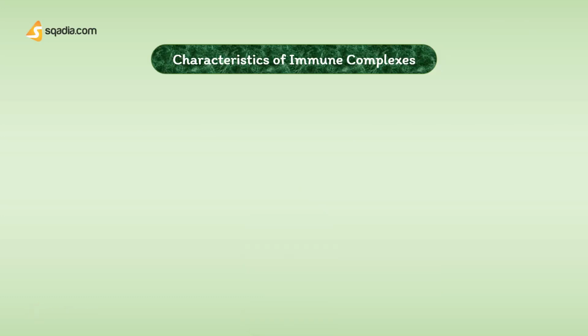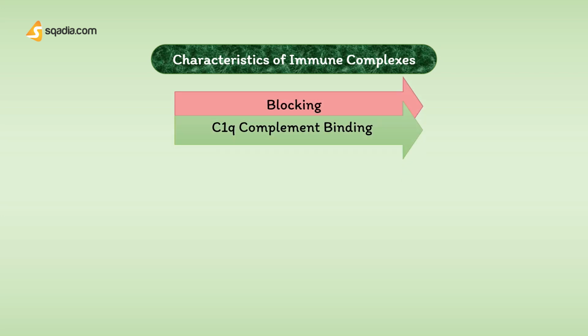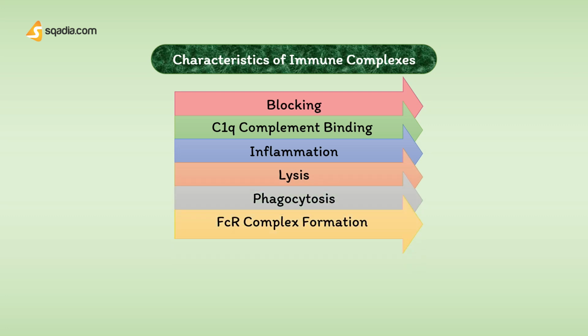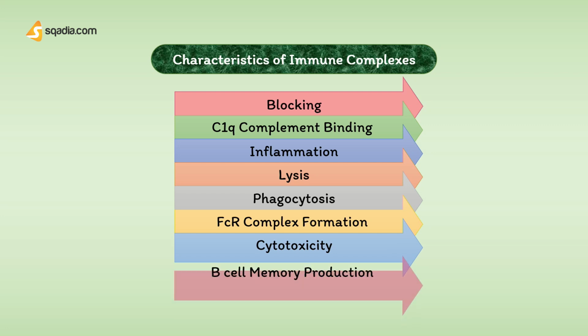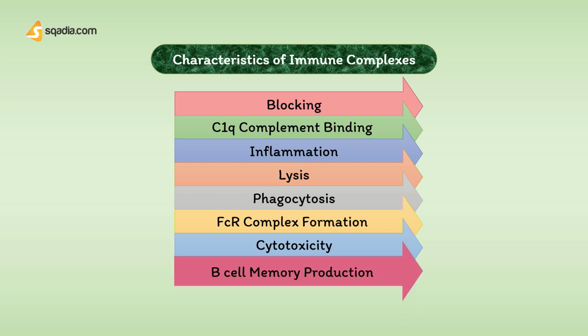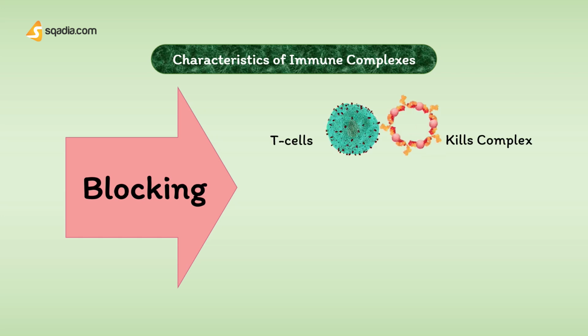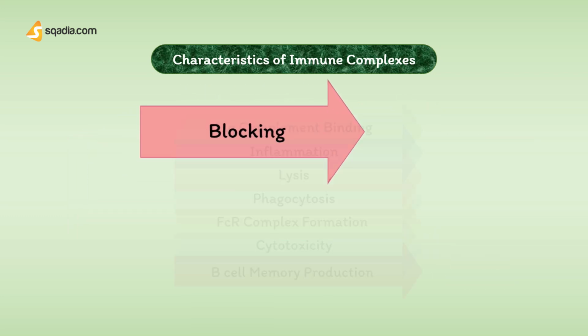So let's discuss the characteristics of immune complexes. We have blocking, C1q complement binding, inflammation, lysis, phagocytosis, FcR complex formation, cytotoxicity, and B-cell memory production. The blocking of T-cell or antibody-mediated killing by complexes in antigen or antibody excess may account for some of the unresponsiveness of tumors or parasitic infections.